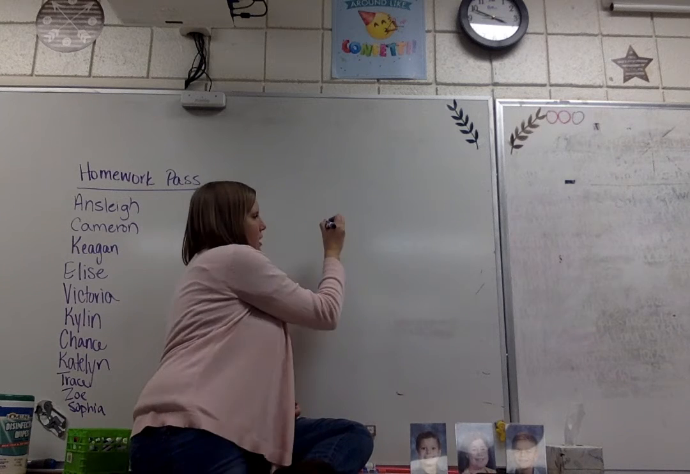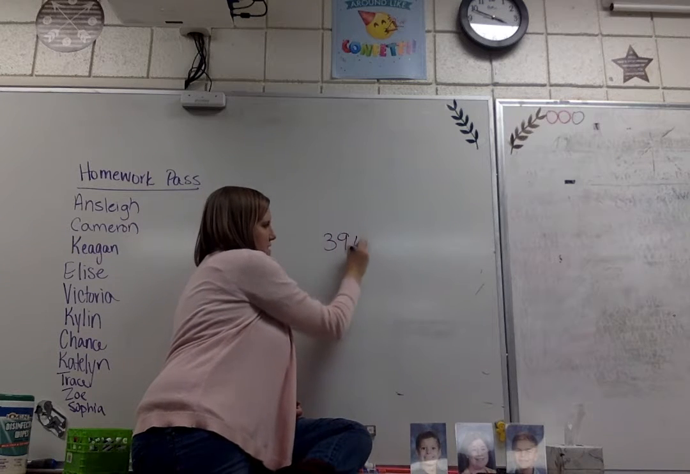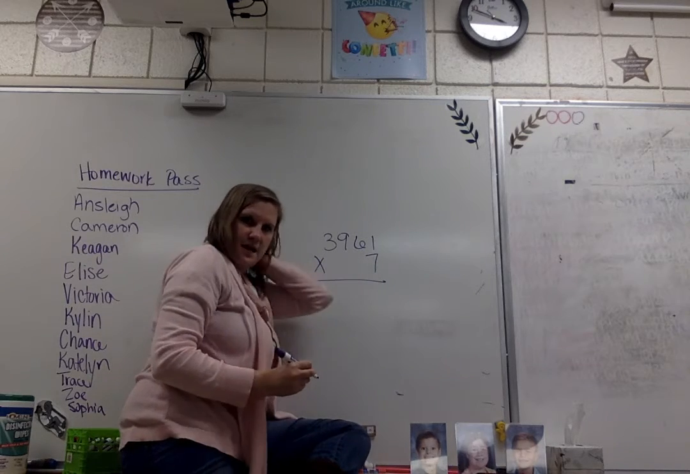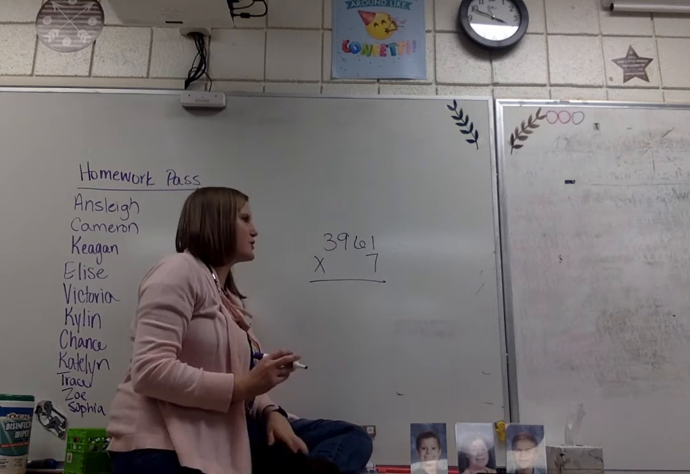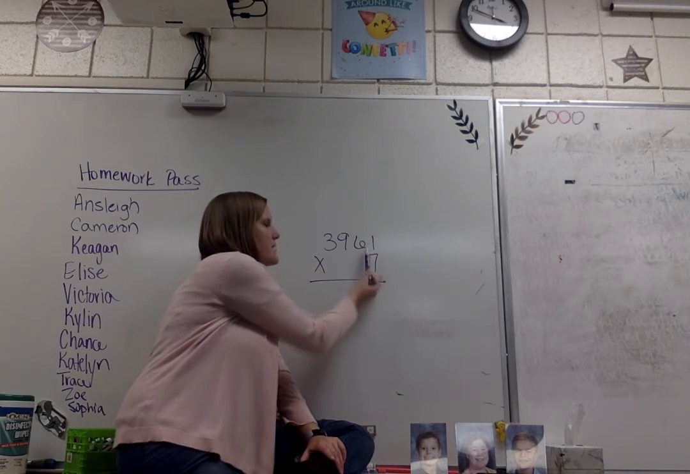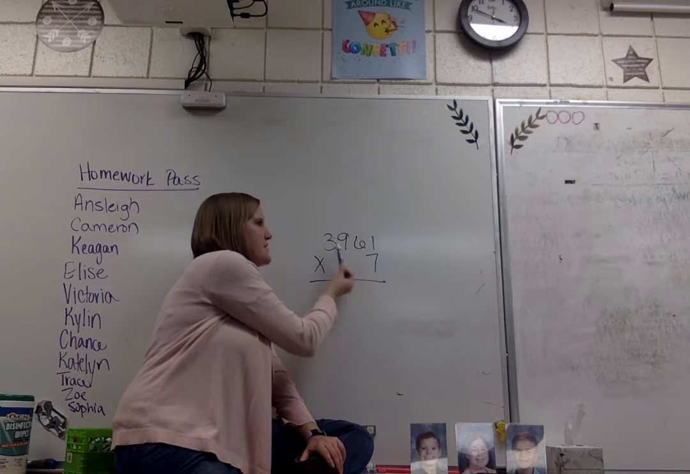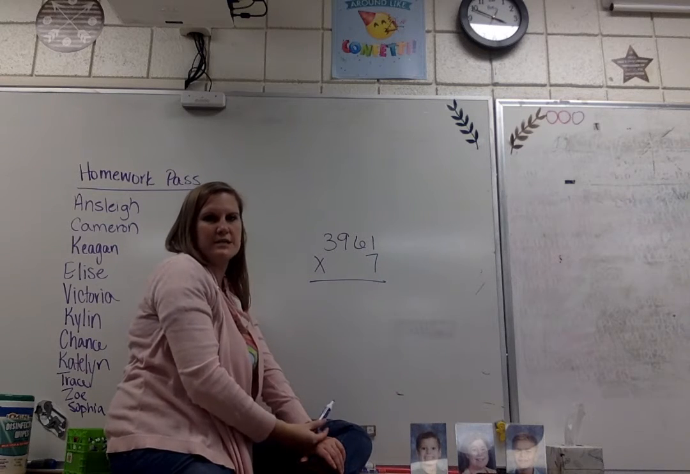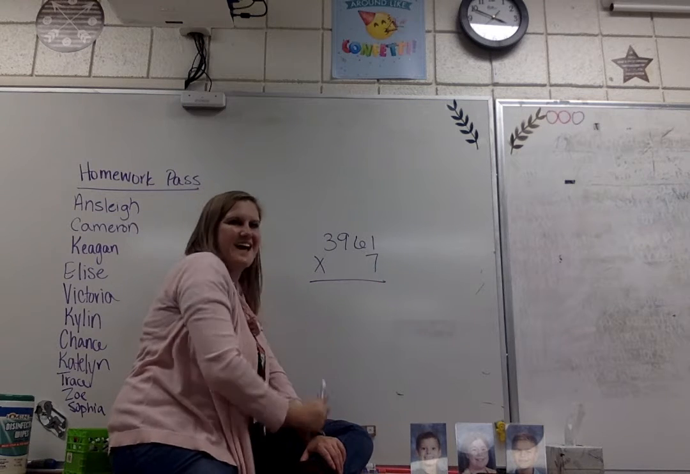All right, find the product. 3,961 times 7. Most of us did a pretty good job with this, but it seems like some of us were confused with which direction we multiply. So remember, you're doing 7 times 1, 7 times 6, 7 times 9, 7 times 3. So this tells us really what the facts are we're going to need to know. So make sure you are using that 7.